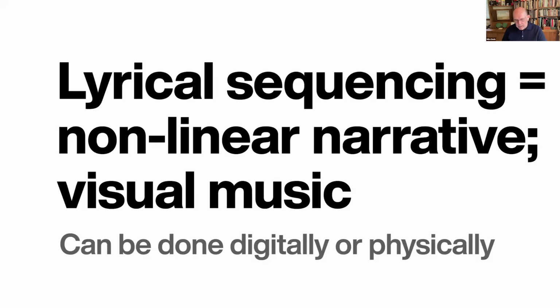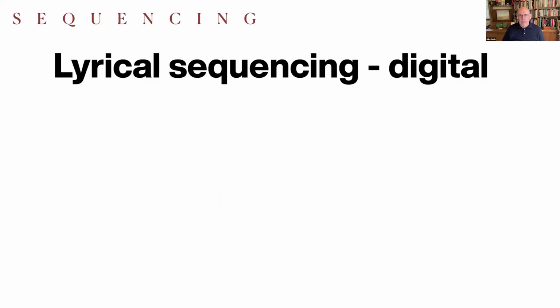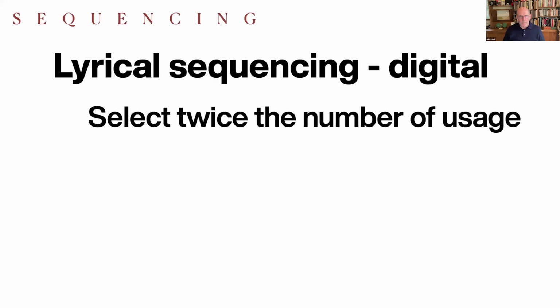Lyrical sequencing is what I'm mostly going to talk about. And you can do that digitally on screen or physically. In the lyrical sequencing digitally, what process I use is if I know that this book is going to probably be about 60 photographs, I'll start with at least 120 to build the sequence from. So it's going to be the strongest 120 photographs. Again, the hierarchy coming in.